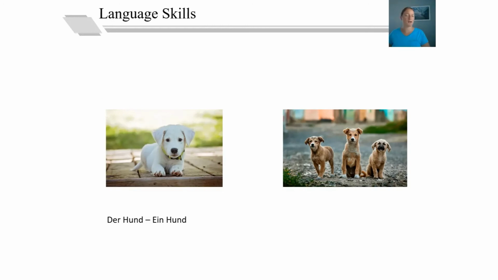Der Hund, ein Hund, and now we have the plural of Hund, Hunde, die Hunde, but for the ein there is no plural article form, it's just Hunde. So der Hund, die Hunde as plural form, but for the indefinite article for plural there is no article, it's just Hunde.